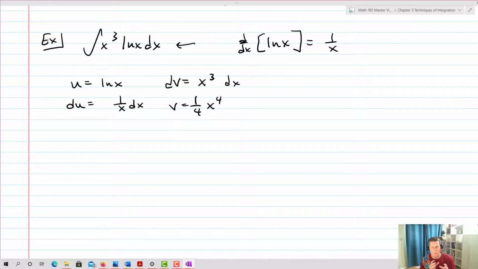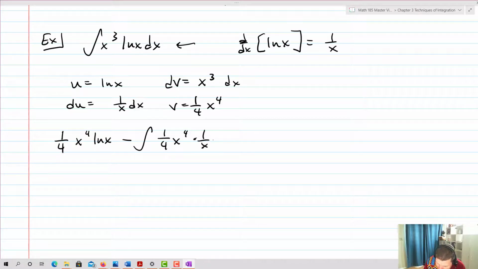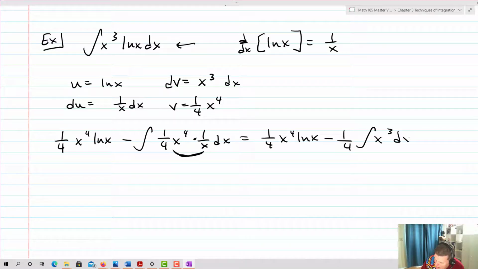So then what's going to happen when we put it into the formula is we're going to end up getting 1/4 x to the 4th ln of x minus, and this will then be the integral of 1/4 x to the 4th times 1 over x dx. Well, good news: the 1 over x and the x to the 4th are going to combine. So this is going to give me 1/4 x to the 4th ln of x minus 1/4 times the integral of x cubed dx, which is great. It's great news for us.